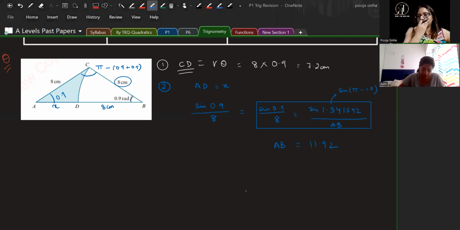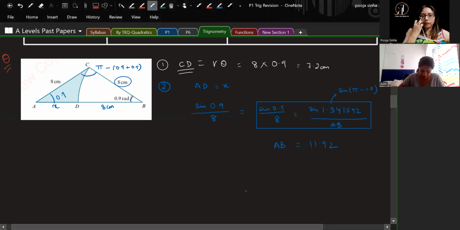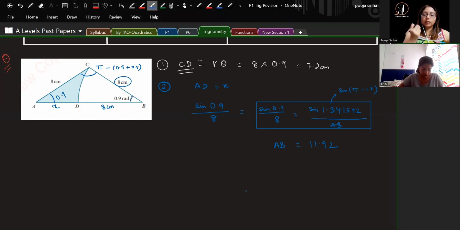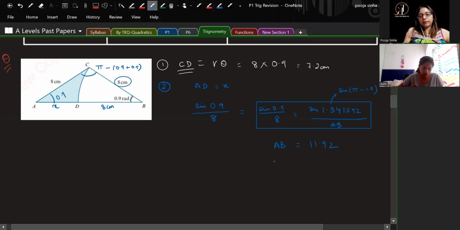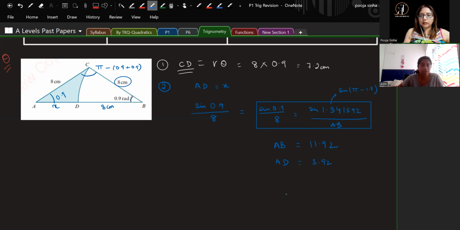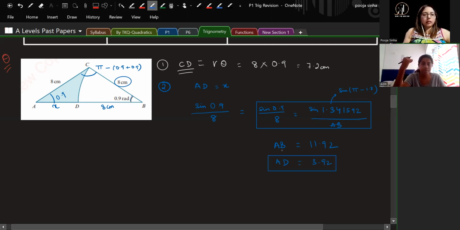AB is equal to AD plus DB, right? Now we substitute the values: AD we took as x, so x plus 8, and AB was 11.92. So 11.92 minus 8 is equal to x, and your answer should come to 3.92. Now, the third question which you mentioned is about the perimeter. It will be AD plus BC plus AC. Now we have everything. The main part was calculating AD, which was a little tricky.